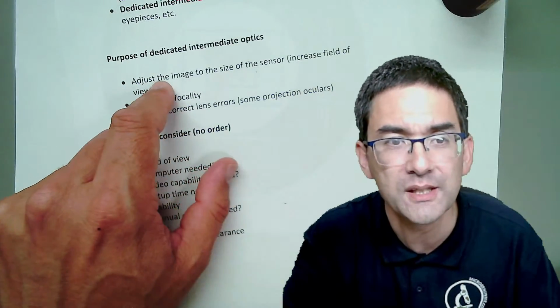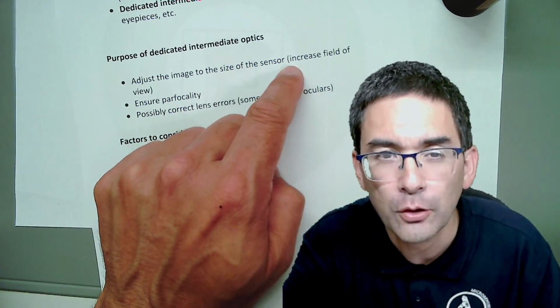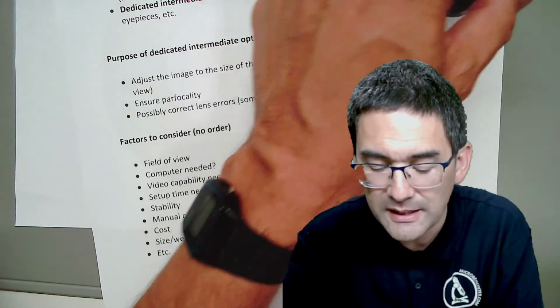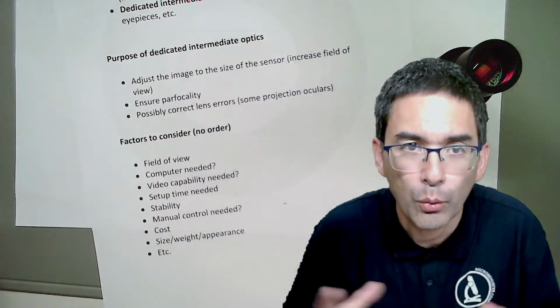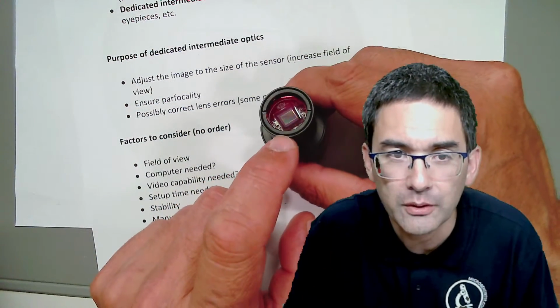First of all, it adjusts the image to the size of the sensor. So it basically increases the field of view. I'm going to explain a little bit later on what the field of view is, but essentially it means that you're able to fit more picture information on the sensor.